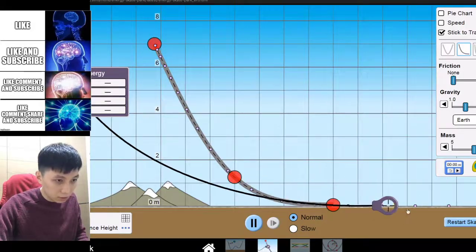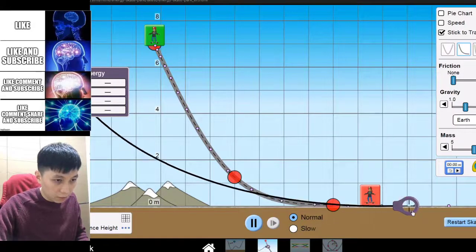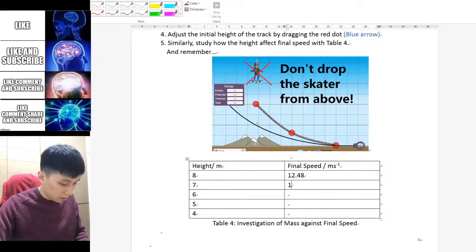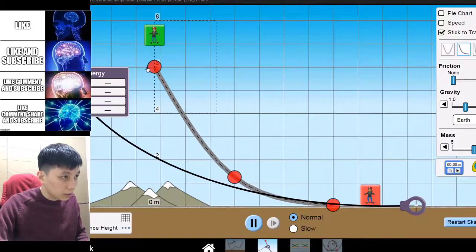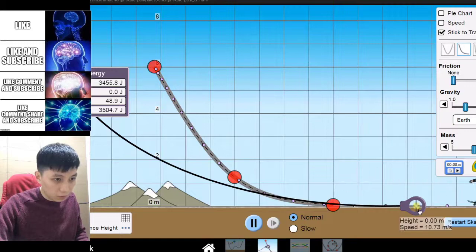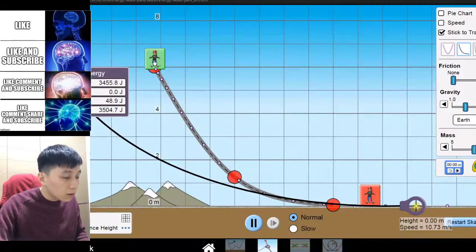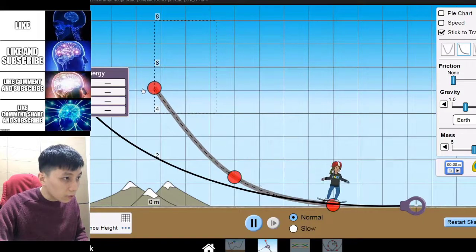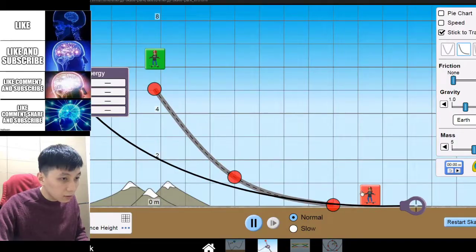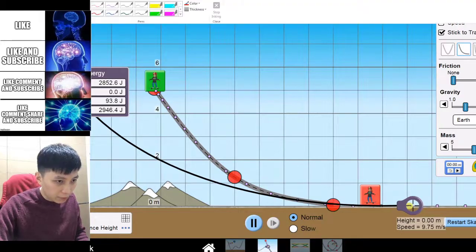Okay, and let's try again. So this time we got 11.66. Okay, next up for 6 meter, 10.73. Okay, and then we can go for 5 meter. Okay, we located it. We got 9.75.